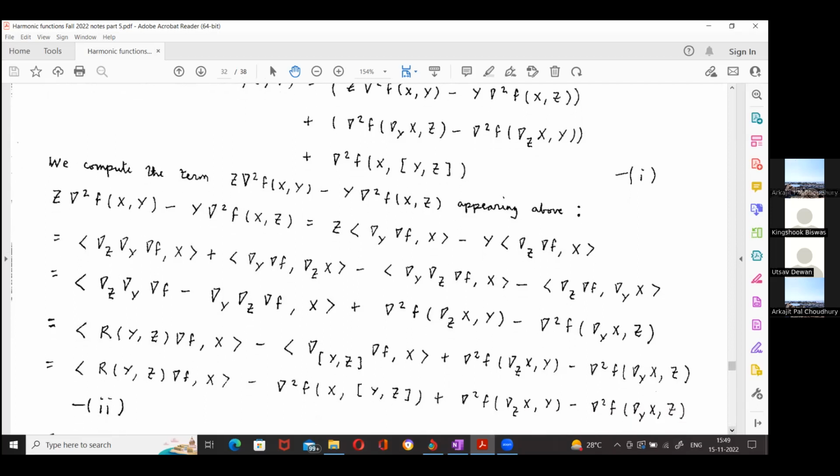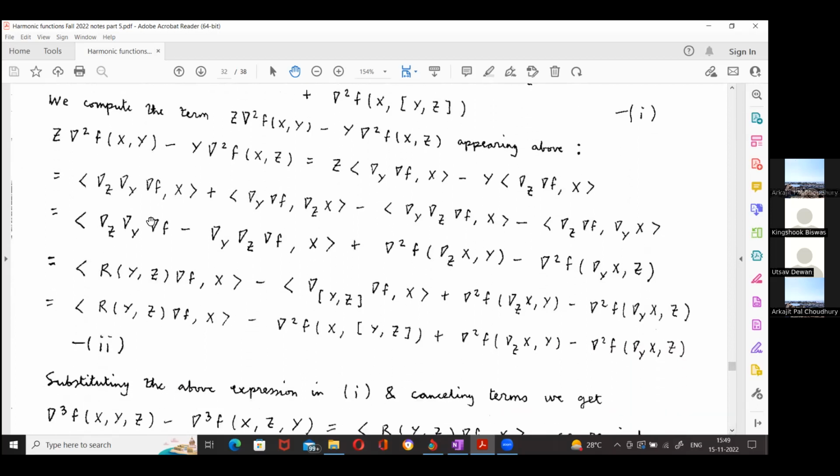So let me just look at the curvature term now. This term by definition is equal to the curvature tensor R of y z, plus, minus nabla bracket y z, the whole thing acting on grad f. You see? This is by definition of the curvature tensor. So this gives me the curvature term that I want.